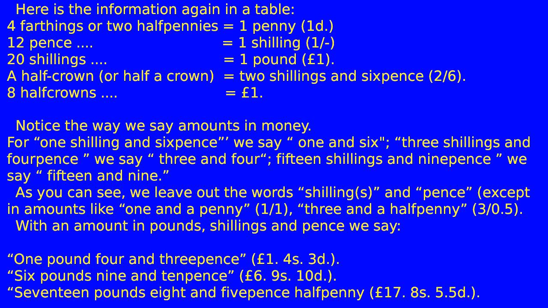With an amount in pounds, shillings and pence we say "1 pound 4 and threepence", £1 4s. 3d; "6 pounds 9 and 10 pence", £6 9s. 10d; "17 pounds 8 and 5 pence halfpenny", £17 8s. 5½d.